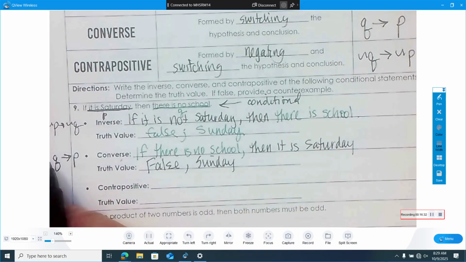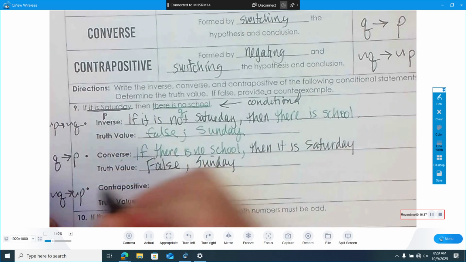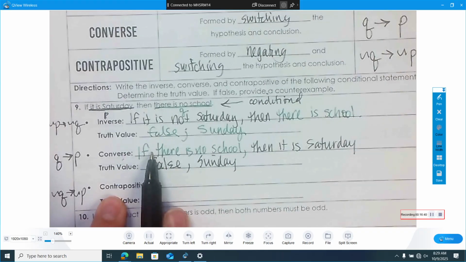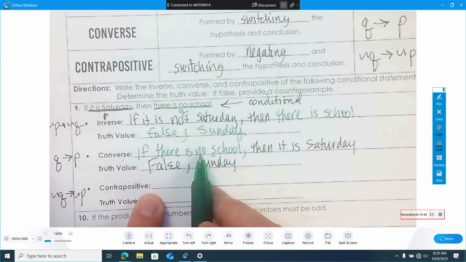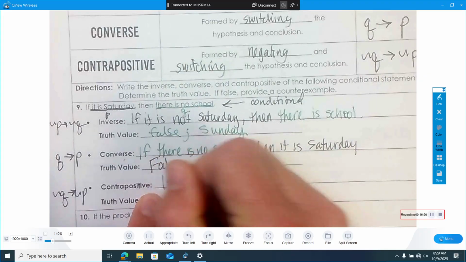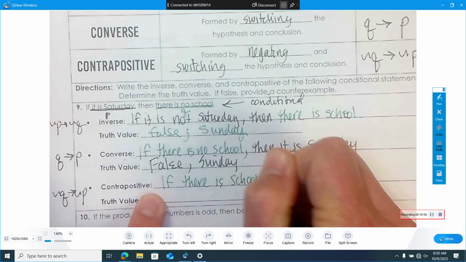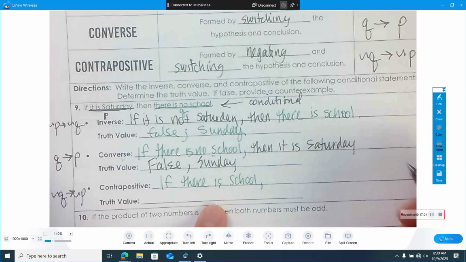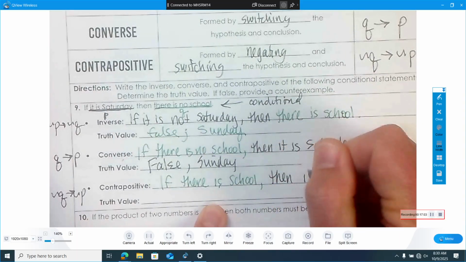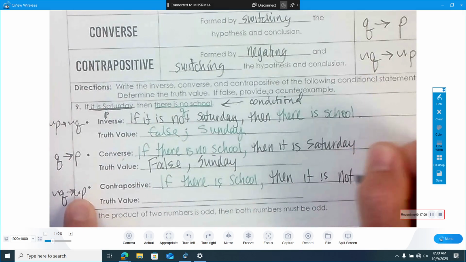All right, so yeah, we got to negate the converse. So it's not Q, then, or implies not P. So we got to insert some nots on our converse. So what should we write? If there is, well, there's already a not there. So if there is school, if there is school, then it is not Saturday.